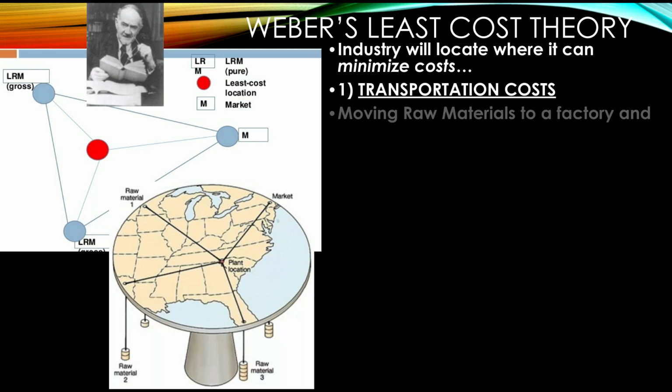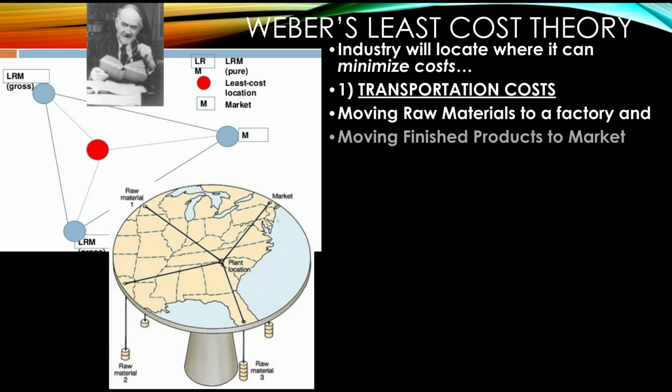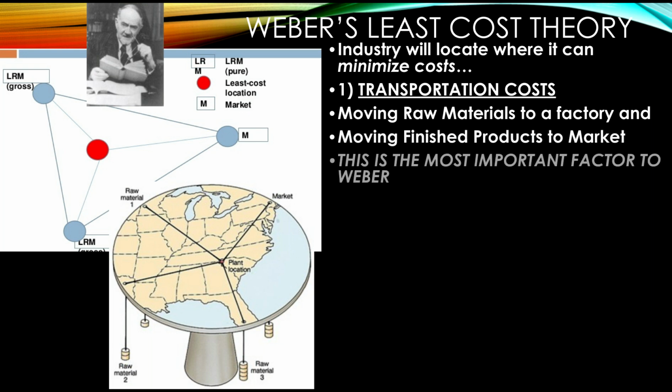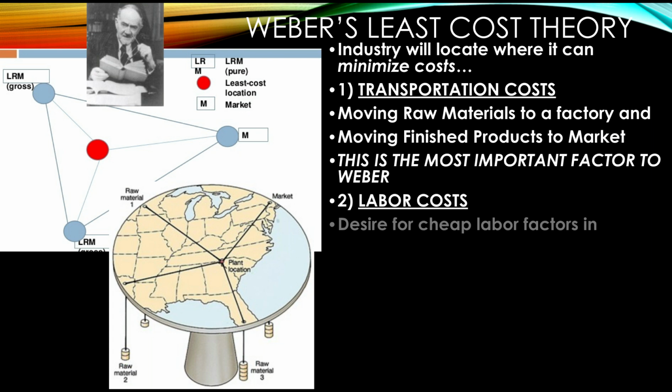The first is just regular transportation costs. How much does it cost to move a raw material to a factory, and how much does it cost to move the finished product to the market? He also says, this is the most important one. The second most is how much does labor cost? So you want to also have it somewhere where it's cheap. If you determine that's right in between the forest where you get the wood and the market where you sell the wood, you want to go where there's cheap labor.